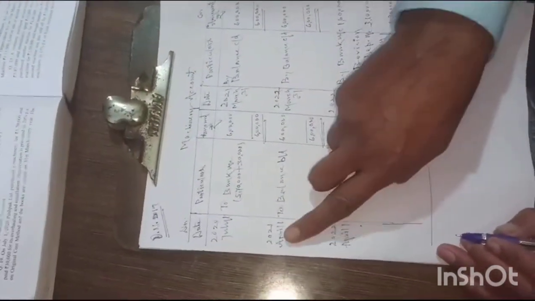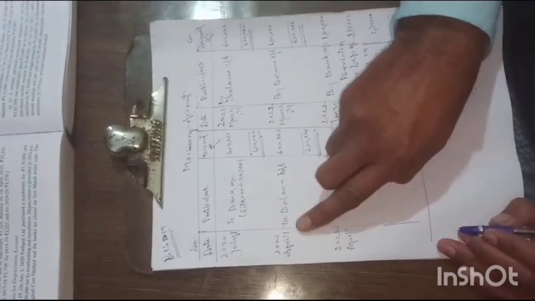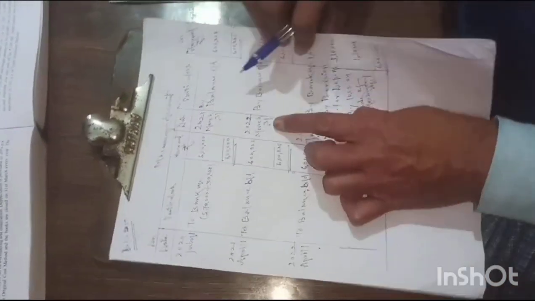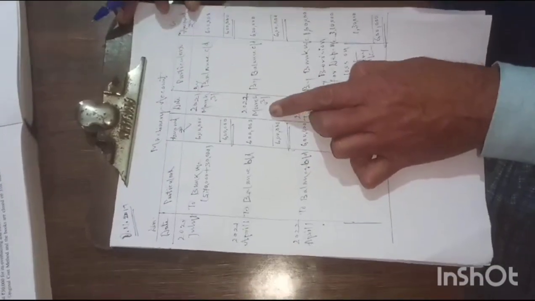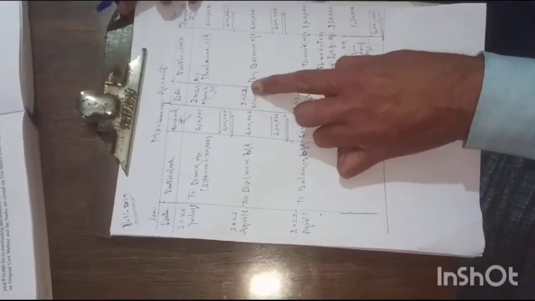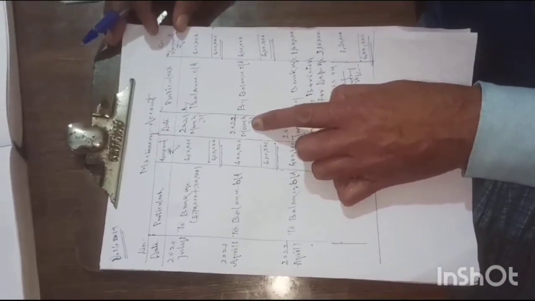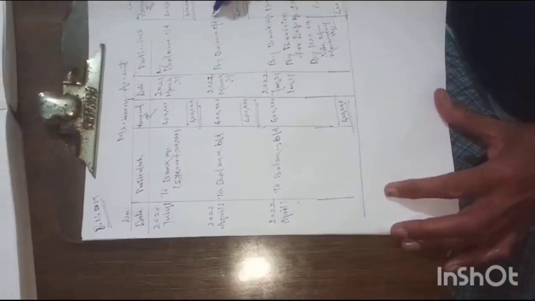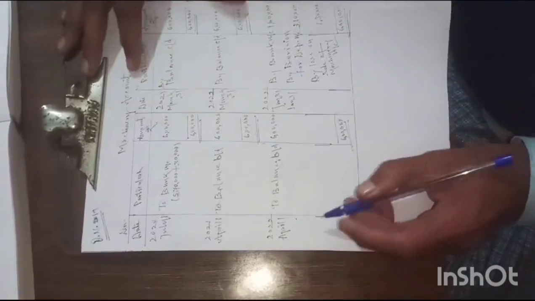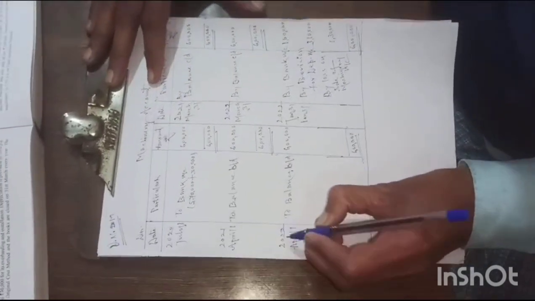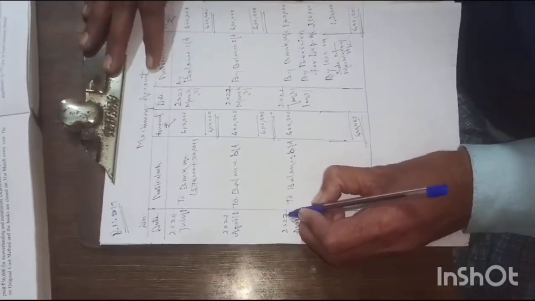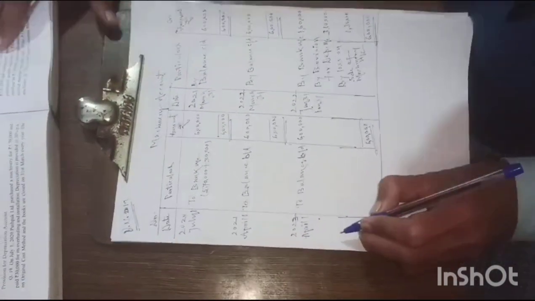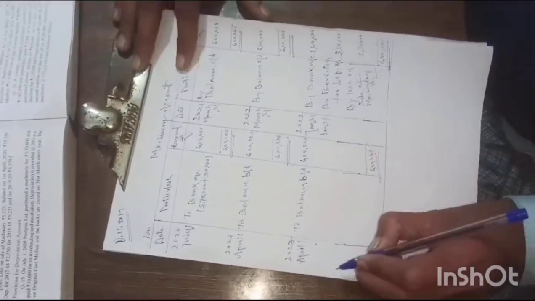Now this balance will be transferred to the next year. In the beginning of the year, 2021 April 1st, to balance BD 6 lakh. Again we balance the ledger on 31st March 2022, by balance CD. Again we transfer this balance in the next year, I mean in 2023.